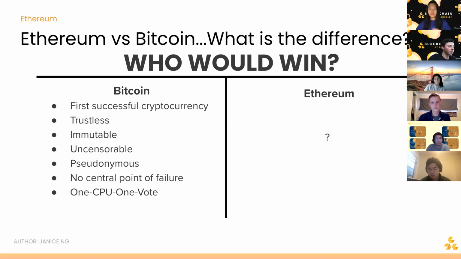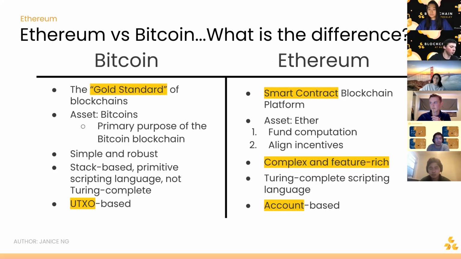Let's do a side-by-side comparison. Like we mentioned a few slides before, we know that Bitcoin is special because of the following. It's the first successful cryptocurrency. It's trustless, immutable, uncensorable, pseudonymous, there's no central point of failure, and it's one CPU, one vote through proof of work. But Ethereum has all of these values, but has a different use case.